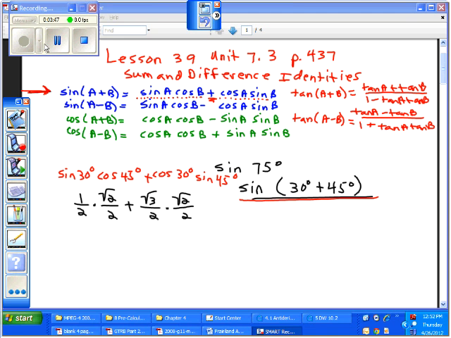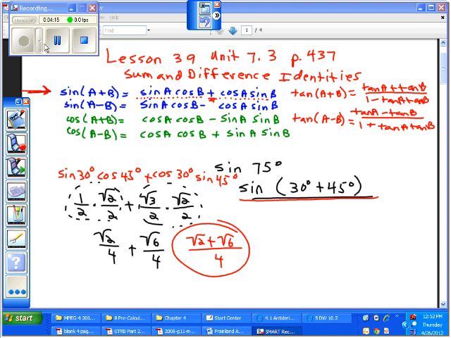Now we have to deal with radicals. We have 1/2 times square root 2/2, which is square root 2/4, right? That's multiplying this part. And then we're going to multiply this part, and we're going to get square root 6/4, right? You multiply first. Now we're going to add, the denominator is the same. You can't add square root 2 and square root 6, so you get square root 2 plus square root 6 over the common denominator 4. So the sine of 75 in simplest form is square root 2 plus square root 6 over 4.